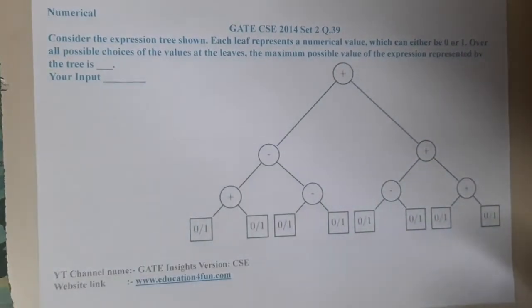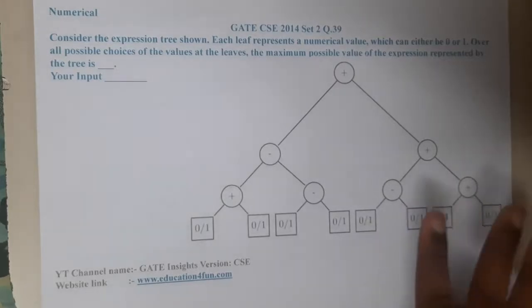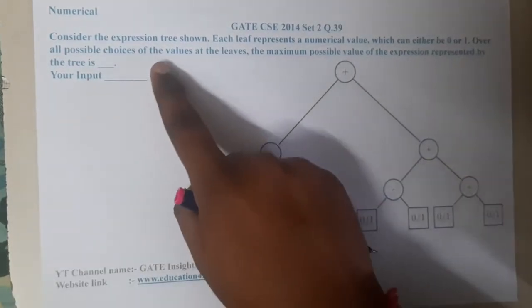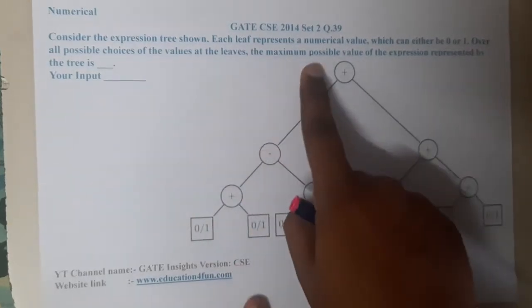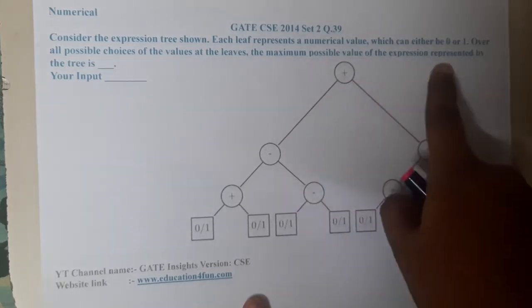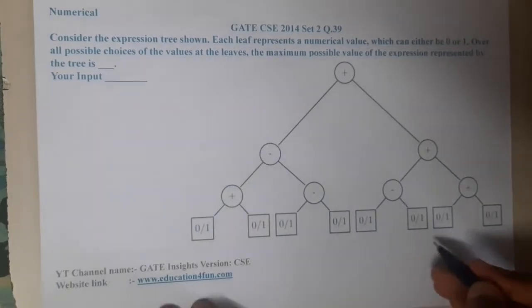So here they are giving us the option to select 0 or 1 for each and every leaf node. Over all possible choices of the values at the leaves, the maximum possible value of the expression represented by the tree is. So basically, what will be the output of this, they are asking.